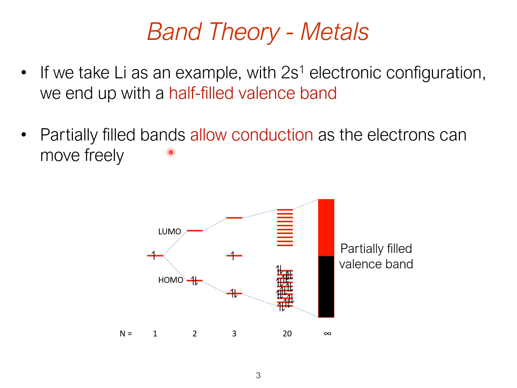I've got it written here as well. Partially filled bands allow conduction, and this is because the electrons can move freely. As I was saying, all of the molecular orbitals are close enough in energy that the electrons can just hop around, and therefore they can conduct electricity because there's space for them to move. There are empty areas that electrons can go.